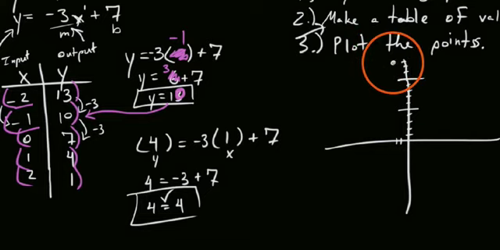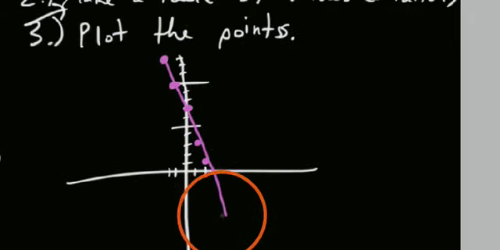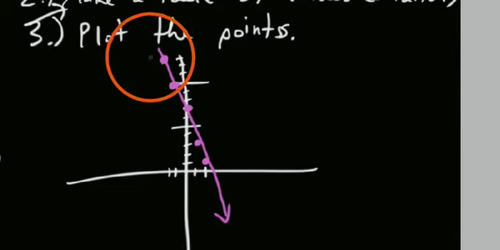So -2, 13. We had -1, 10. Maybe I should switch colors here. -1, 10. We had 0, 7. And then 1, 4. And 2, 1. So essentially, here's our line right here, and we had a really good idea just by finding some solution points.